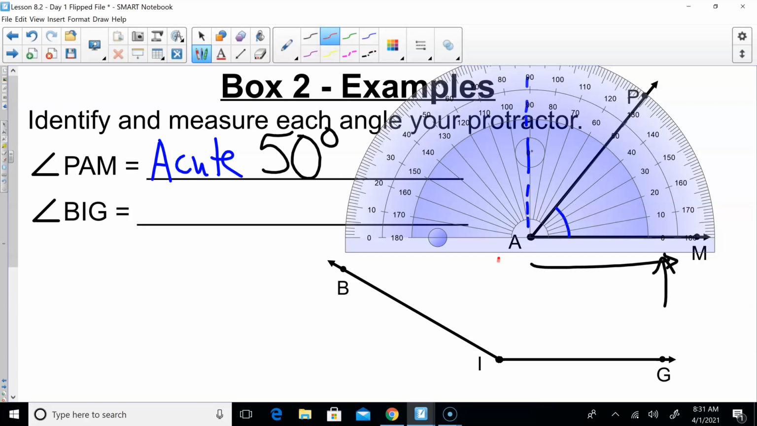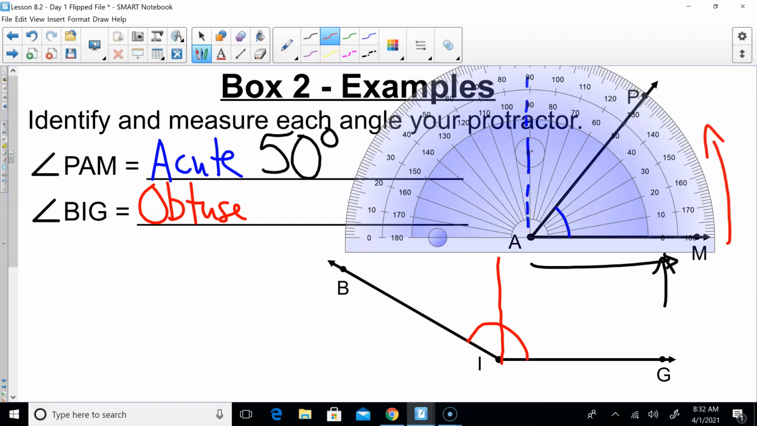We draw a little line right here that kind of represents 90. We know that our line is bigger than 90, so that means it can't be an acute. It has to be obtuse, which means we know the number has to be between 90 and 180. So notice there's two measurements.